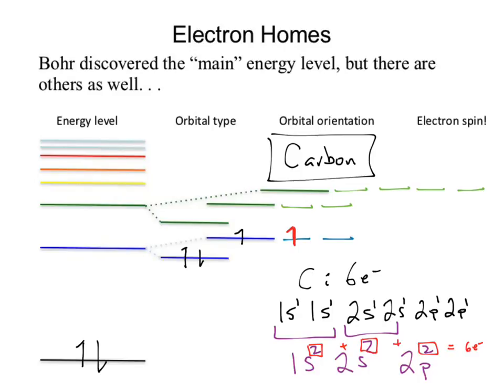If I did nitrogen, what changes about this formula? You just add 1 more electron because nitrogen has 7, and it becomes 2p3. Everything else holds constant beforehand. Kind of make sense? That's how you fill individual orbitals.